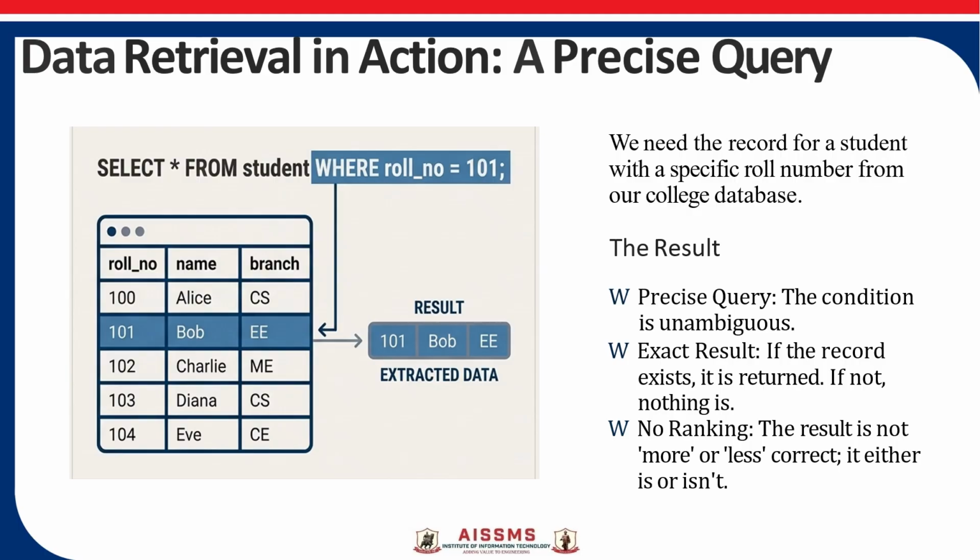Here is data retrieval in action. Imagine we need the record for a student with a specific roll number, 101. We use the query SELECT * FROM student WHERE roll_number = 101. The condition is unambiguous. If the record exists, it is returned. If not, nothing is returned. Crucially, there is no ranking. The result isn't more or less correct. It either is or it isn't.